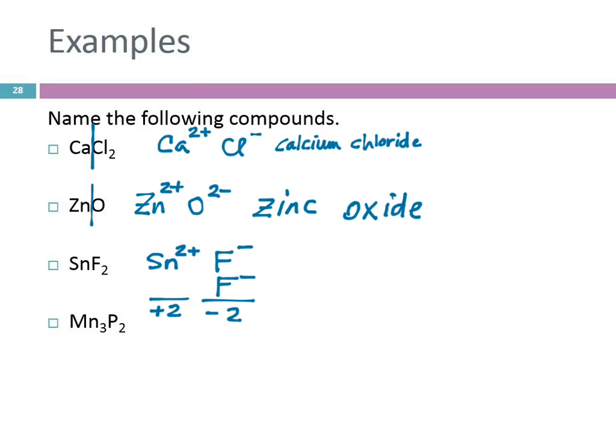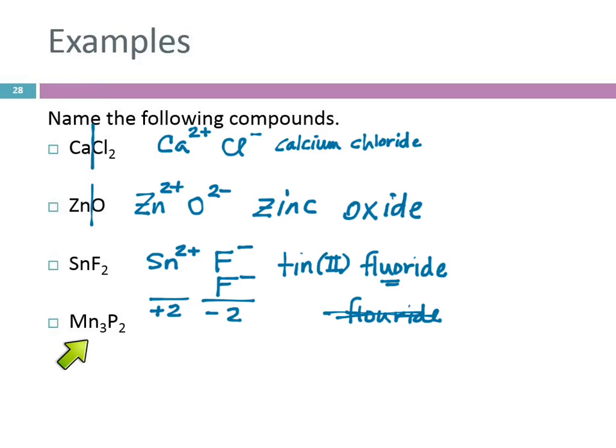So what's the name of the Sn2+ ion? Tin, and we need to put Roman numeral 2 in parentheses, and then the fluorine is fluoride. It's UO. It's not OU. I see a lot of this. That's fluoride, right? Fluoride is gluten-free. There's no flour in fluorine. That's not right. Any questions about that one?